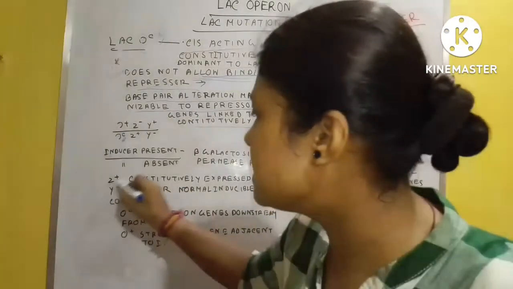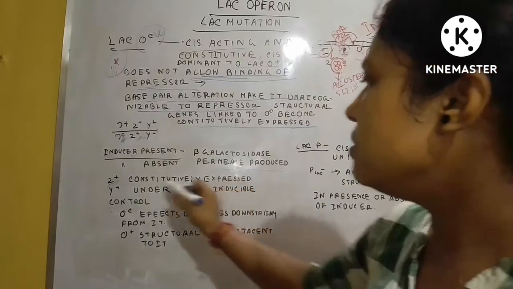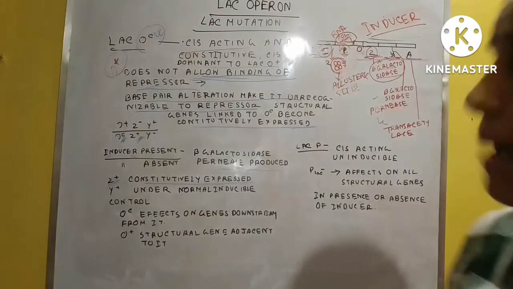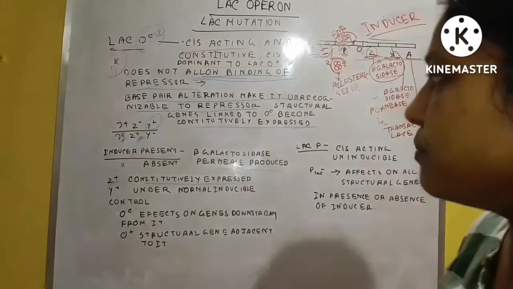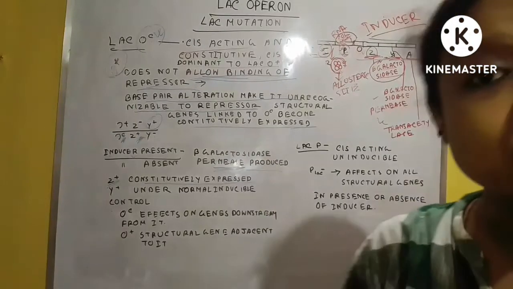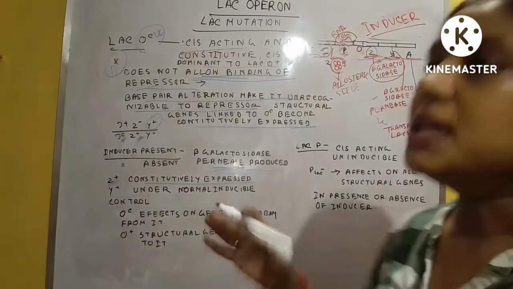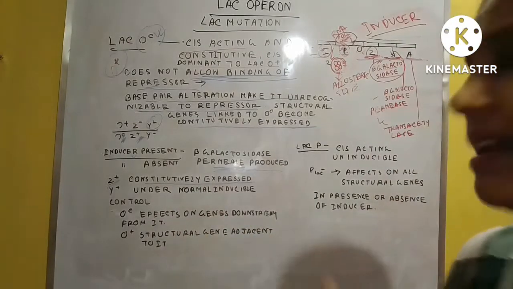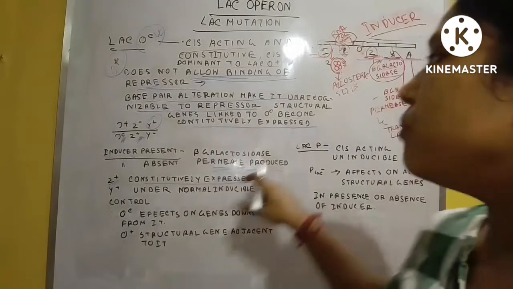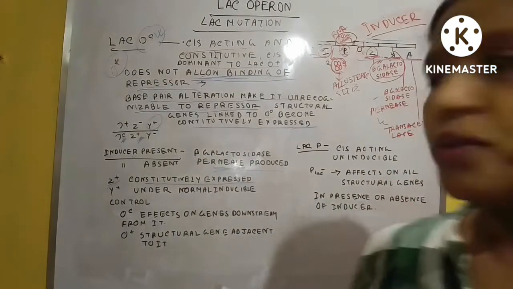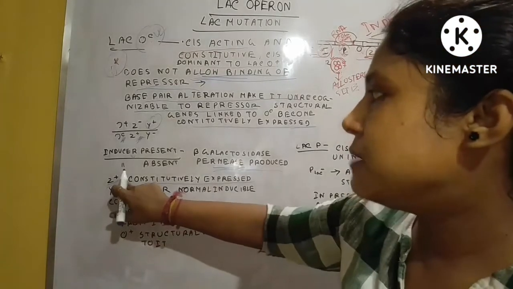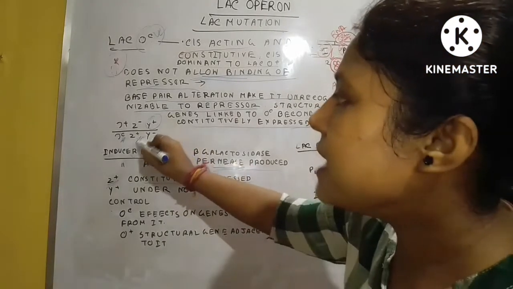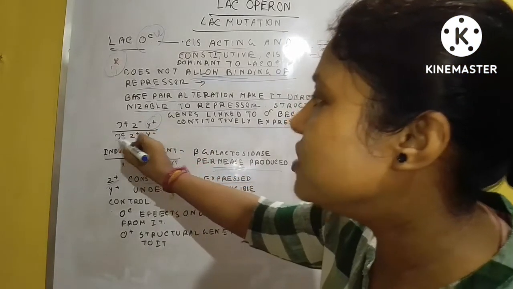In case of Z plus, the beta galactosidase constitutively exists. But for Y plus, the production of the permease is under control of the inducer. If the inducer is present, the formation of the permease is maximum, but if the inducer is absent, permease production is not more. But Z plus, the galactosidase, is constitutively expressed. Why? Because Z plus is situated just adjacent to the OC.